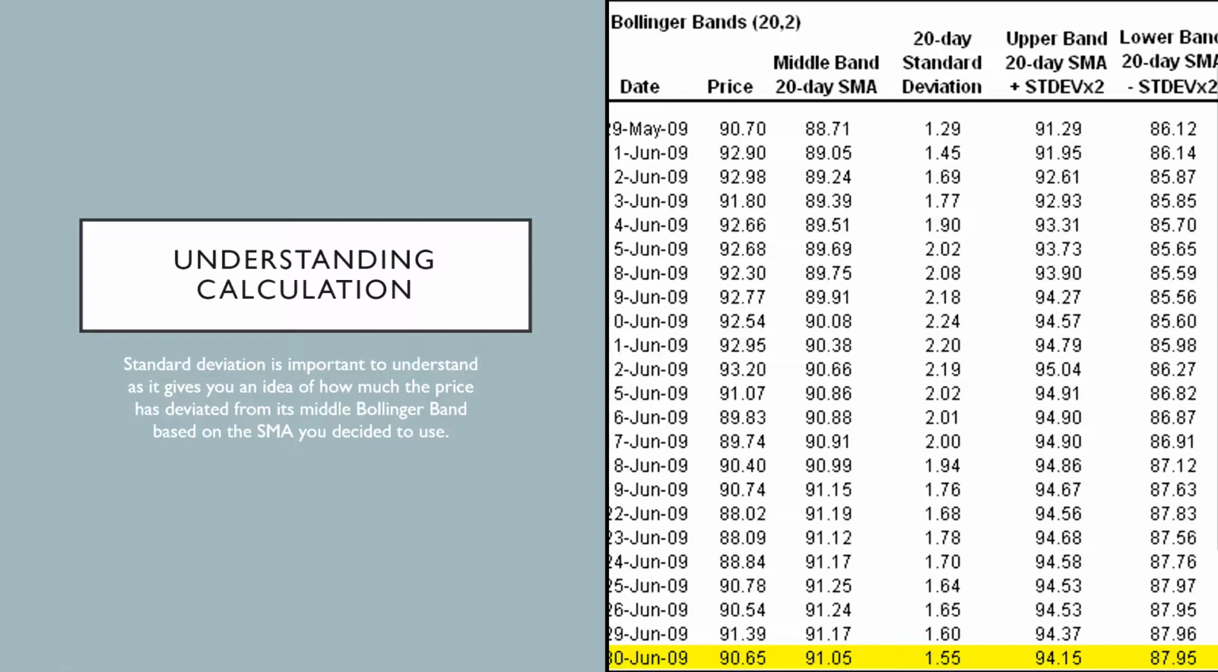And that is how your Bollinger Band is constructed. You have a simple moving average of 20 days in the middle, and then the upper Bollinger Band and lower Bollinger Band are constructed based off this formula right here: upper band is the 20-day simple moving average plus the standard deviation times 2, and the same for the lower band, except you're going to subtract instead of add.